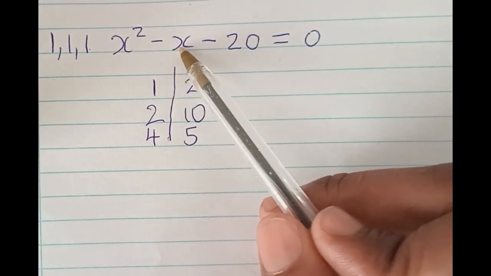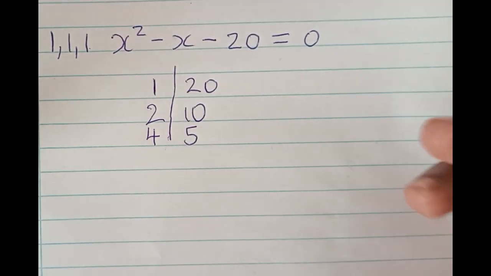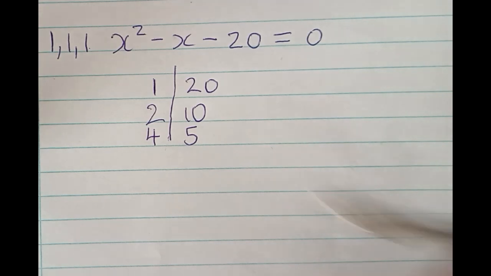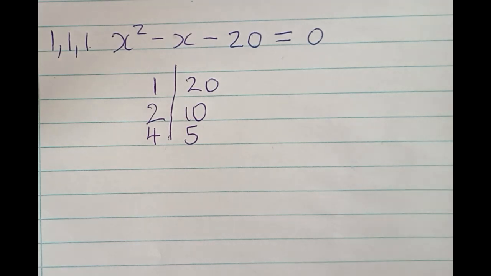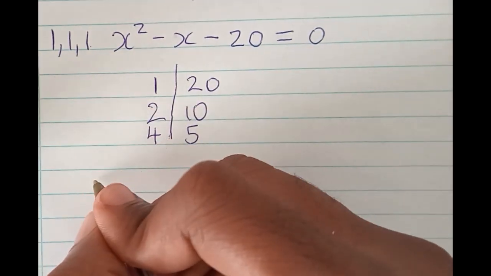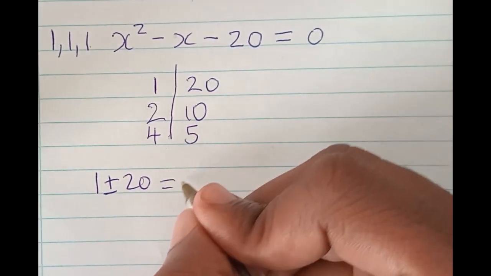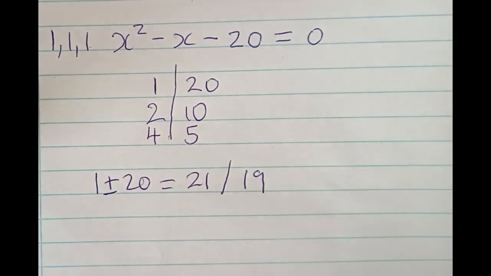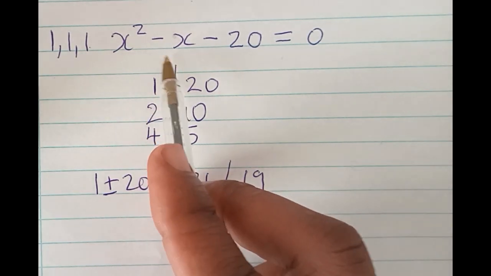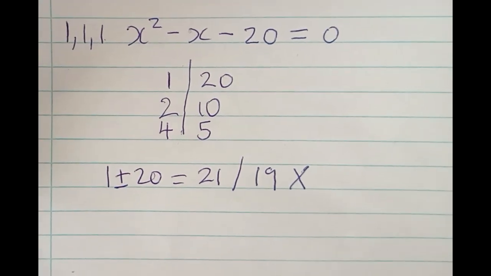Now we'll focus on the middle term. Our middle term, x, is the same as 1x. Remember here it will be negative 1x. So which numbers can I add or subtract to get 1? If I say 1 and 20, if I add them I will get 21, but if I subtract them I'll get 19. But I'm looking for 1, so that's not what I'm looking for.